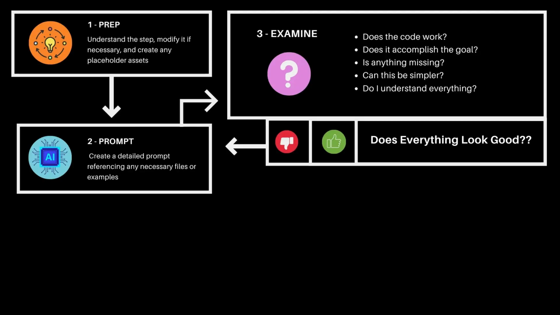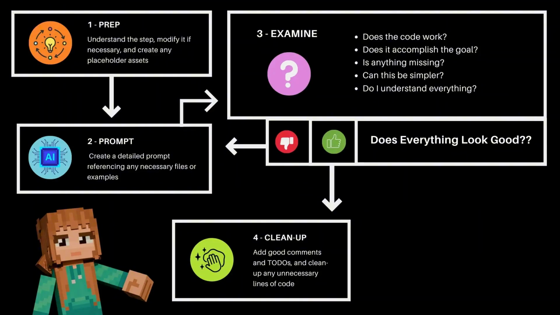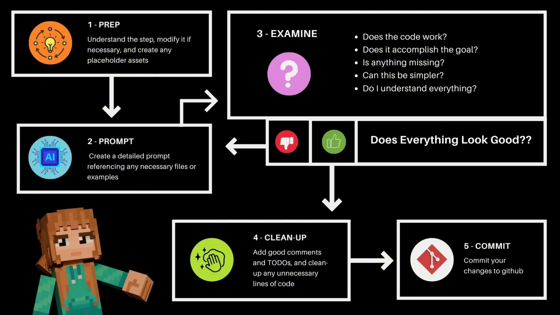Once we get that yes, we're going to do step 4, which is to clean up. We're going to add comments. We're going to make notes of any to-dos we need to do. And then we're going to clean up any unnecessary lines of code. And then once that is done, we are going to commit our changes to our GitHub.